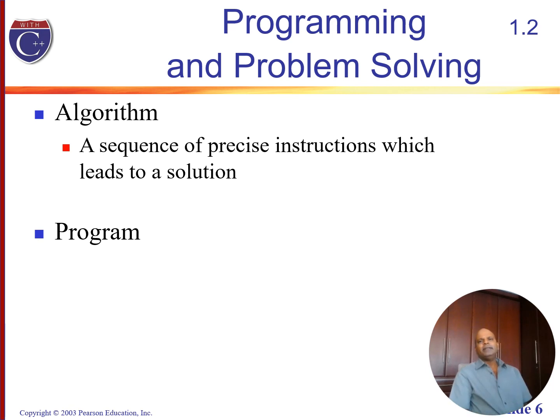What's an algorithm? An algorithm is basically a sequence of precise instructions which leads to a solution. So if I had to talk in general of, here's my cup of tea that I made. I'm not sure if you can see it. In order to make a cup of tea, I need hot water, I need a tea bag, I need sugar, I need milk. And I have a particular step in order to do that, right? The way I'm going to make this cup of tea.